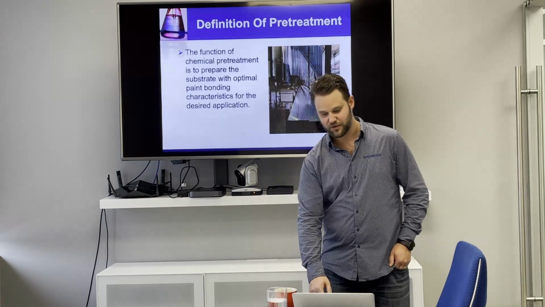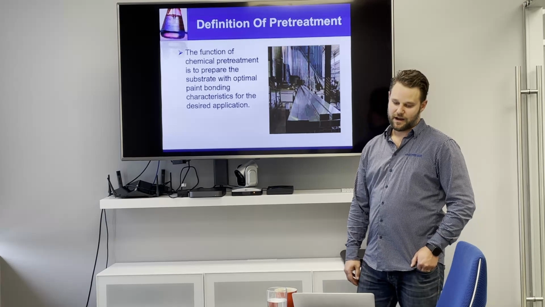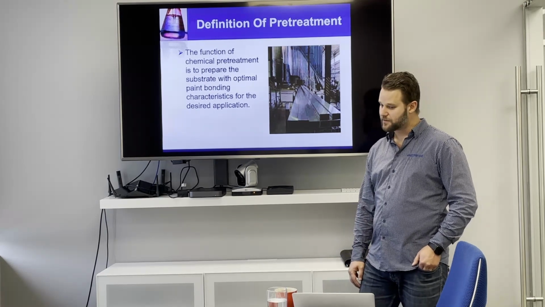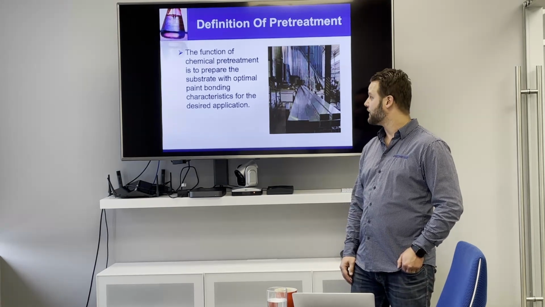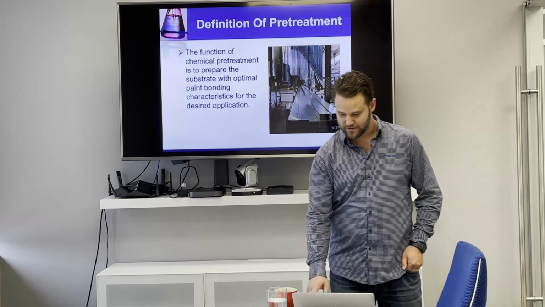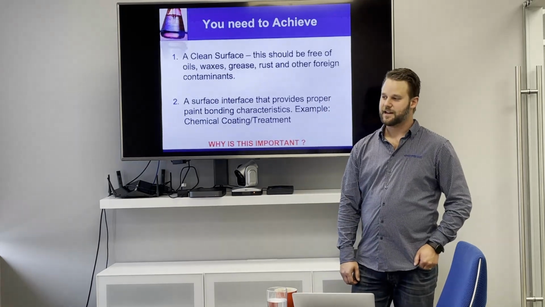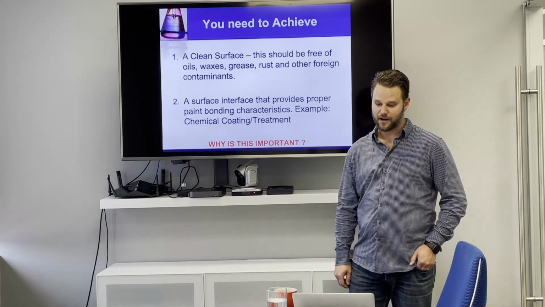So, introduction to pretreatment. This is kind of just the core definition: it's to prepare a substrate with the optimal paint bonding characteristics for a desired application. So what does that mean? Well, to achieve this, there are really two fundamental things that need to happen.